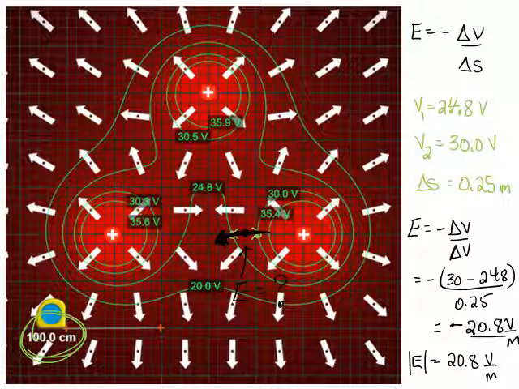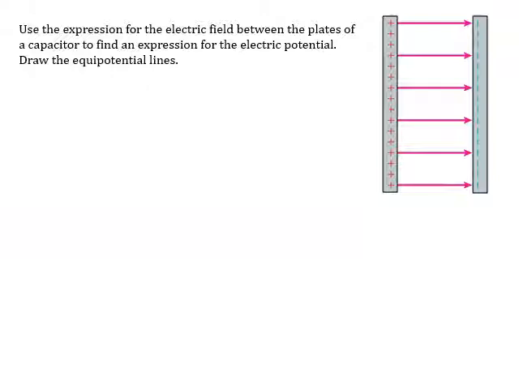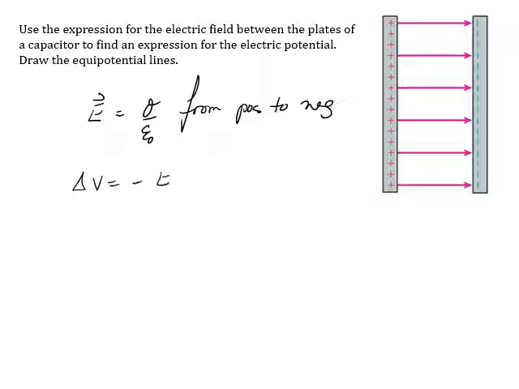Those are equivalent units. In this example, we're going to use the expression for the electric field between the plates of a capacitor. As a reminder, that's E equals sigma, the charge density, divided by epsilon naught. And the direction is from positive to negative. We're going to use that with delta V equals minus the integral of E dot ds. I'm going to use that to find an expression for the electric potential between the plates. And then we're also going to draw the equipotential lines.